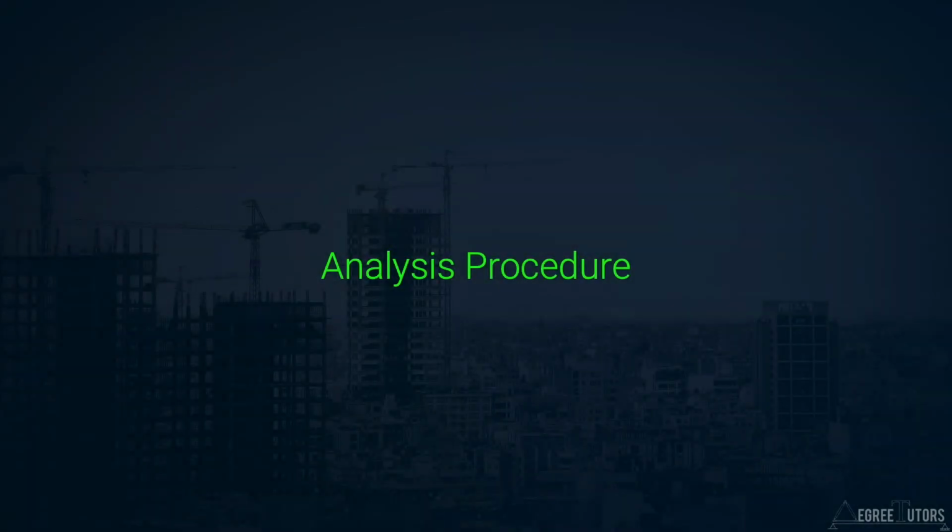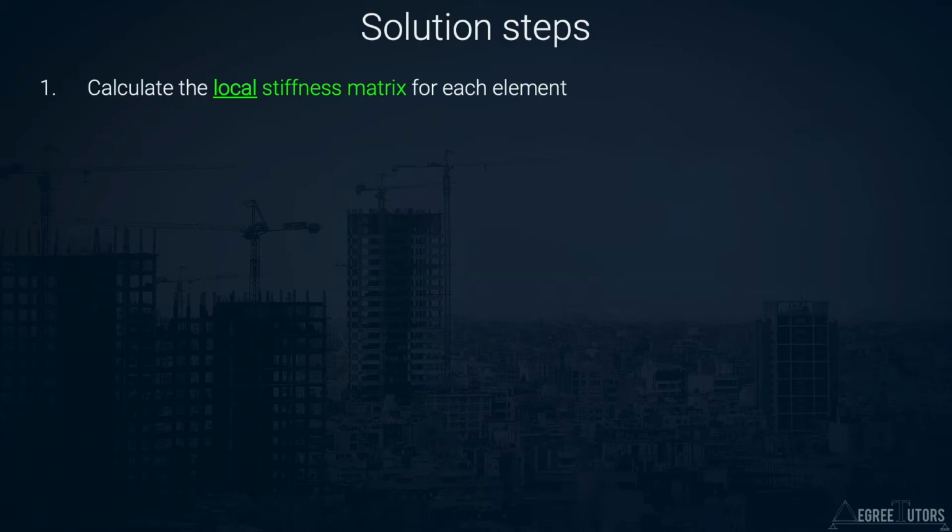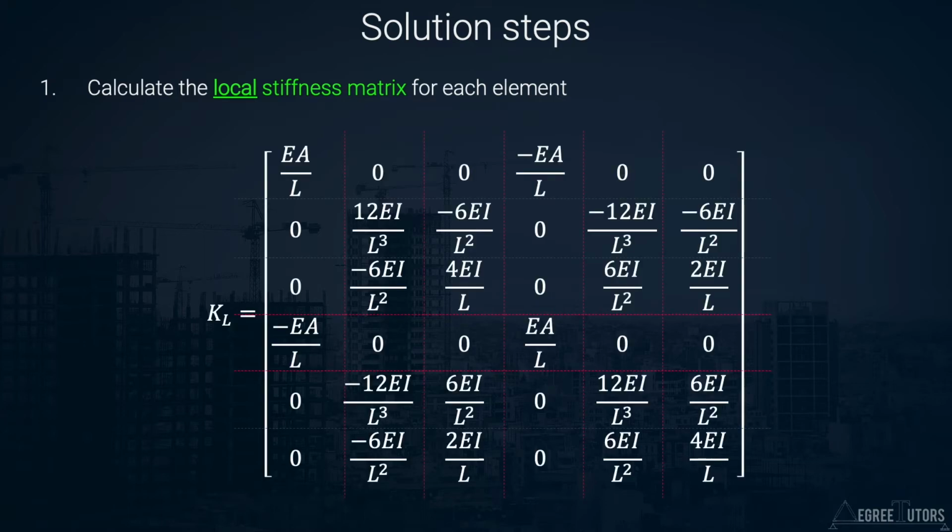Okay, so in this short video, we want to give an overview of the direct stiffness method analysis procedure as it applies to beam and frame structures. So the first thing that we're going to want to do is calculate the local stiffness matrix for each element. Now the local stiffness matrix for each element is given by this matrix here. Now we've looked at the origins of this matrix and we've derived it. So we need to determine or calculate this matrix for each member within our structure.